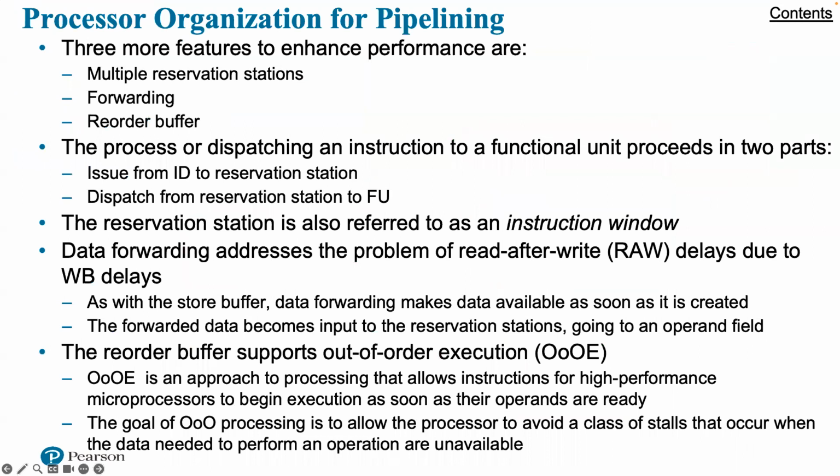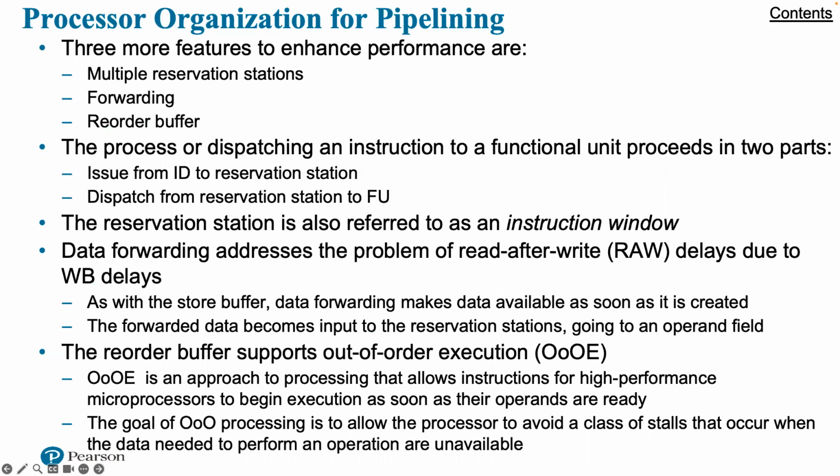So next, we consider three more features to enhance performance: multiple reservation stations, forwarding, and the reorder buffer. The reservation station was described in section 16.5. You can look back at figure 16.24 if you would like. It overcomes the bottleneck problem that the ID cannot receive a new instruction until the preceding instruction is issued. If the corresponding functional unit, that is the ALU, CTU, LSU, etc., is not available, then the ID stage stalls.